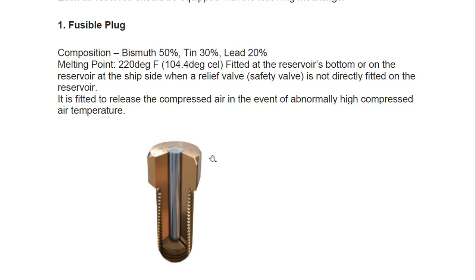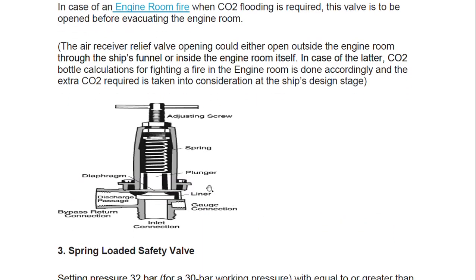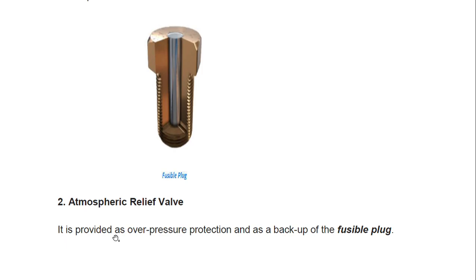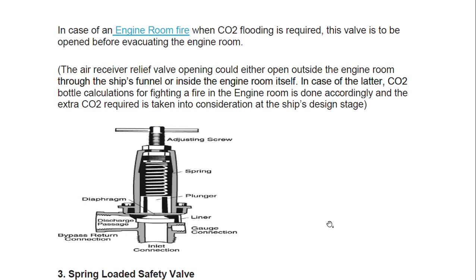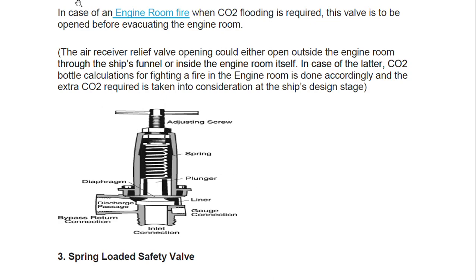Similar kind of thing you will find, but the name is different and the properties are a little different: the bursting disc on CO2 bottles. I've also covered everything about CO2, you can watch. When we talk about the atmospheric relief valve, it is provided as overpressure protection and as a backup of the fusible plug. So it is a backup of the fusible plug.